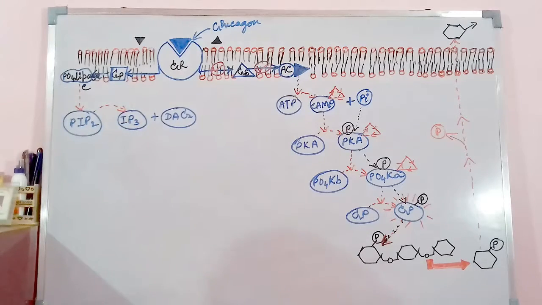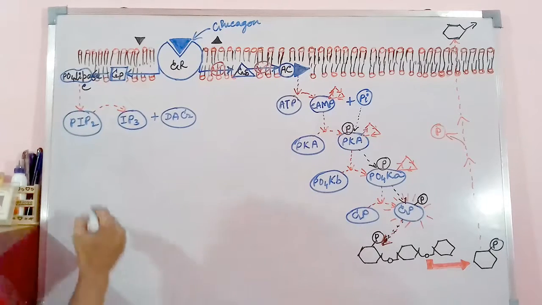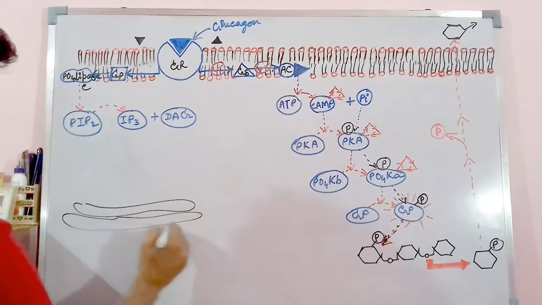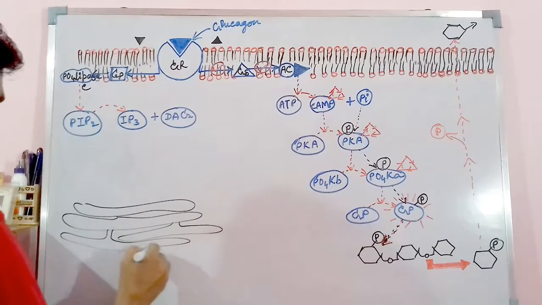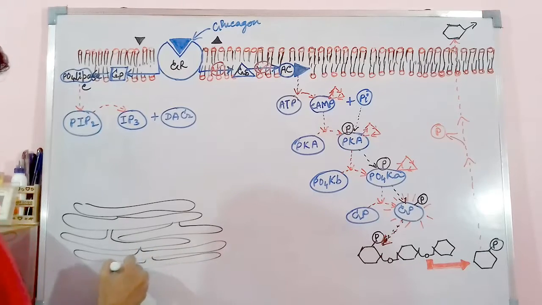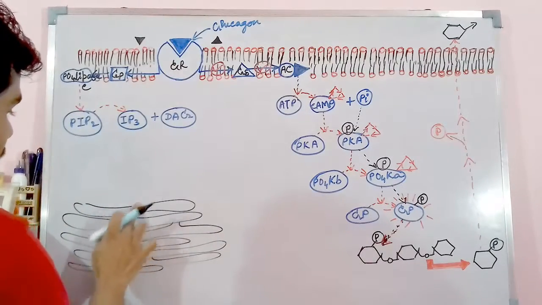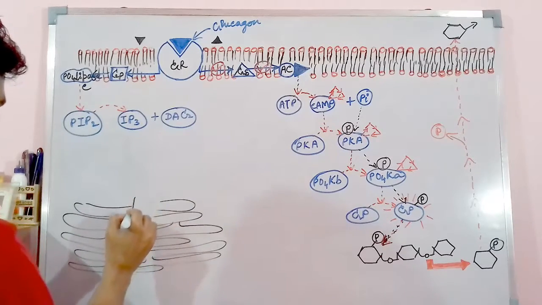I will show you. This IP3 molecule or inositol triphosphate readily comes and binds with the calcium channels of the endoplasmic reticulum. Okay, suppose this is the endoplasmic reticulum present right over here, and now here lie the calcium channels. Suppose this is an example of the calcium channel present right over here.